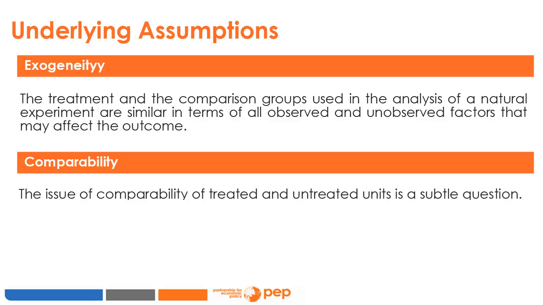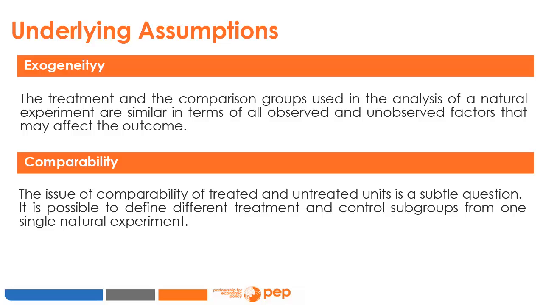The issue of comparability of treated and untreated units is a subtle question. Natural experiments generate a group of units who receive treatment and another group who do not. It is often possible, however, to define different treatment and control subgroups from one single natural experiment, yet only some of these groups are similar and thus valid to compare, even when nature intervenes randomly.